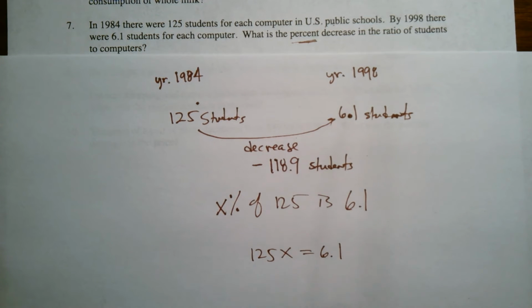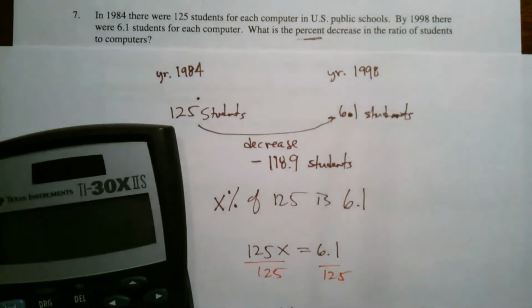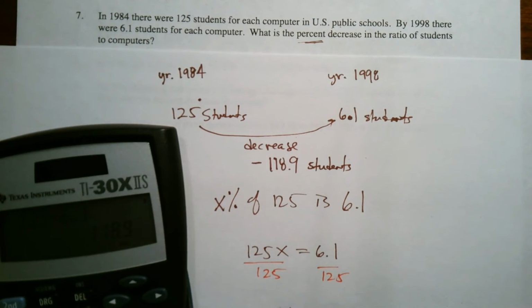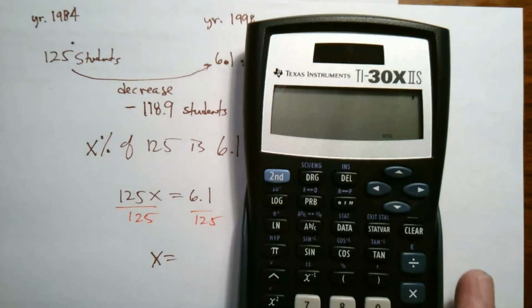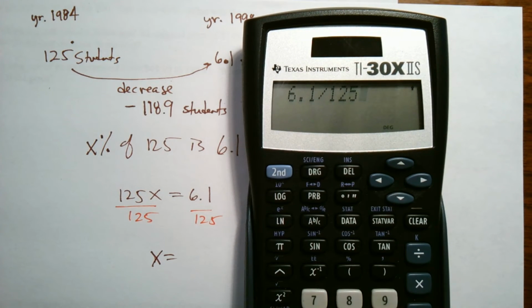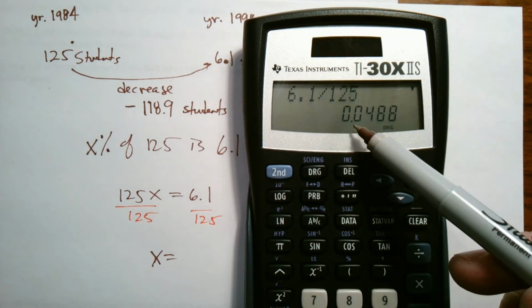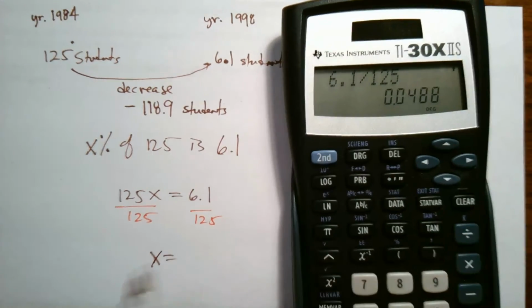So we divide both sides by 125. We figure out what our x is. So I've got x is equal to, I'm going to use a calculator for this. Clear. So let's see, what do I have? I'm going to have 6.1 divided by 125. And looks like I get 0.0488. I'm going to write them all out because there's just 4 digits there.